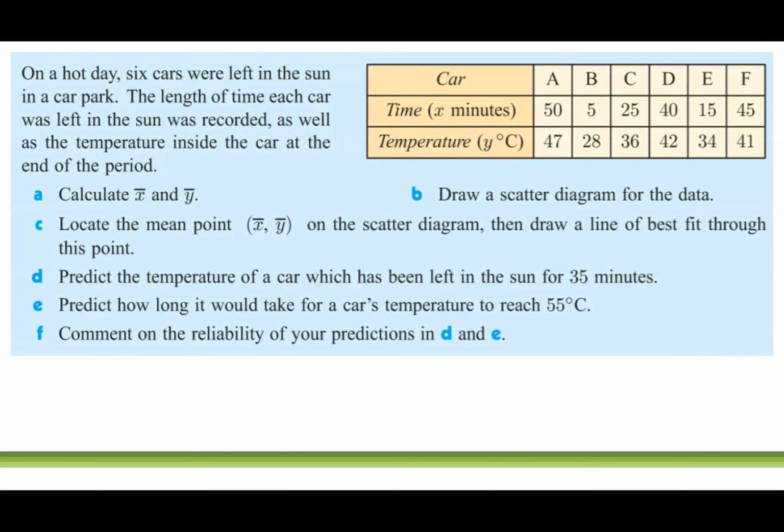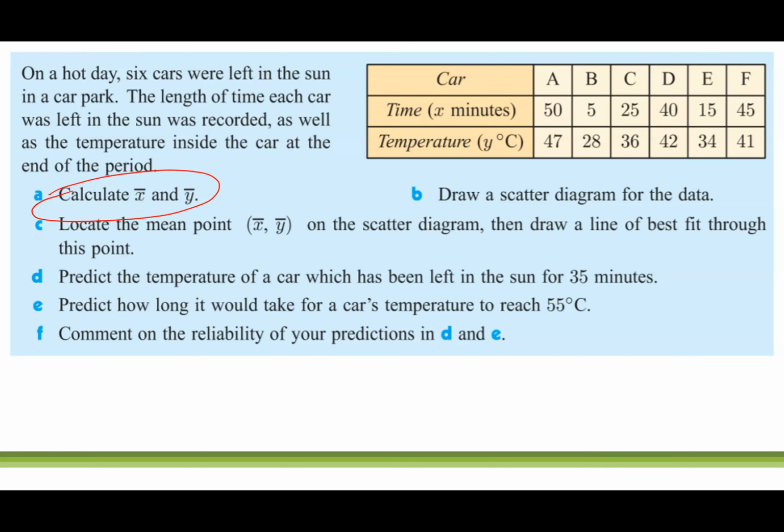Okay, so let's take a look at an example from scratch that we've never seen before. On a hot day, 6 cars were left in the sun in a car park. The length of time each car was left in the sun was recorded, as well as the temperature inside the car. So first off, we're going to calculate, and we're using the GDC for all this, so don't get too concerned, the mean of the amount of time, which is X. We're going to calculate the mean of the temperature, which is Y.